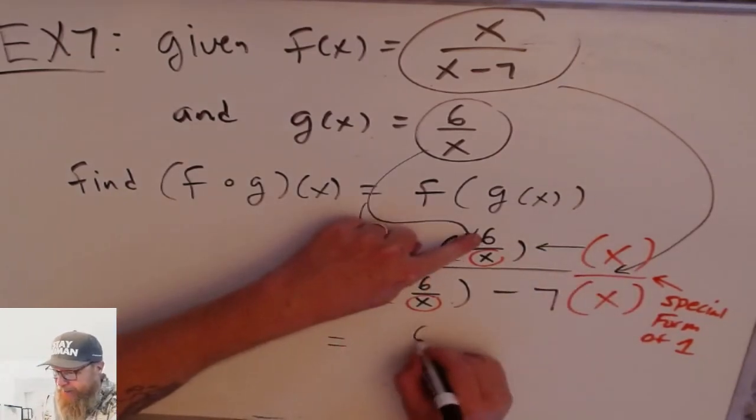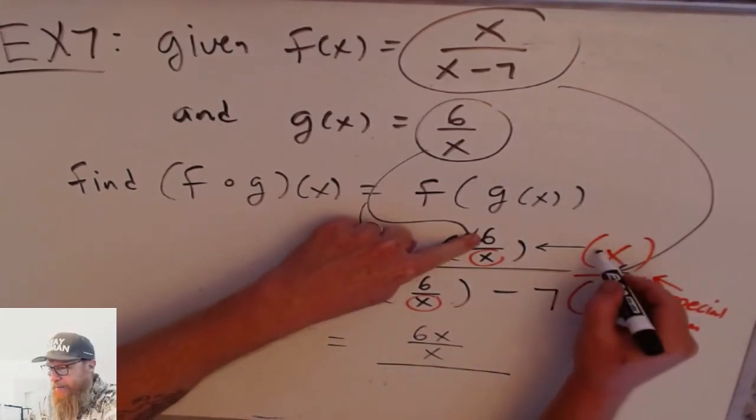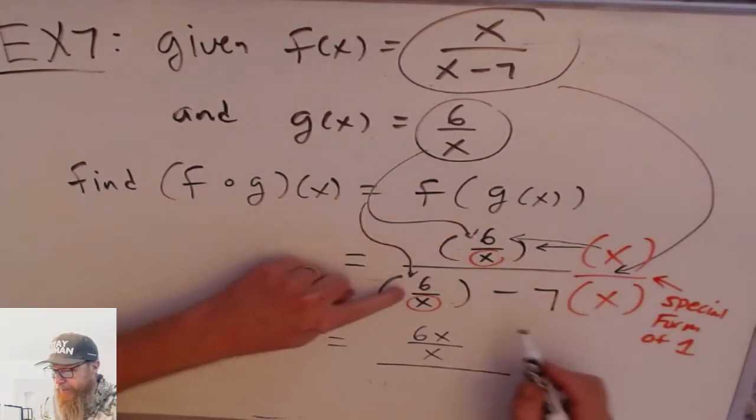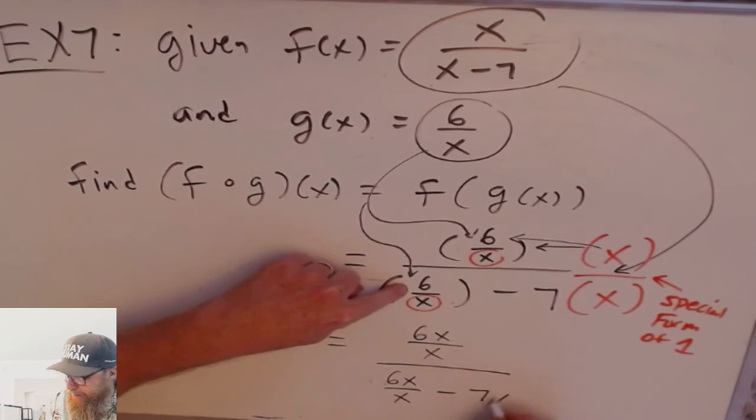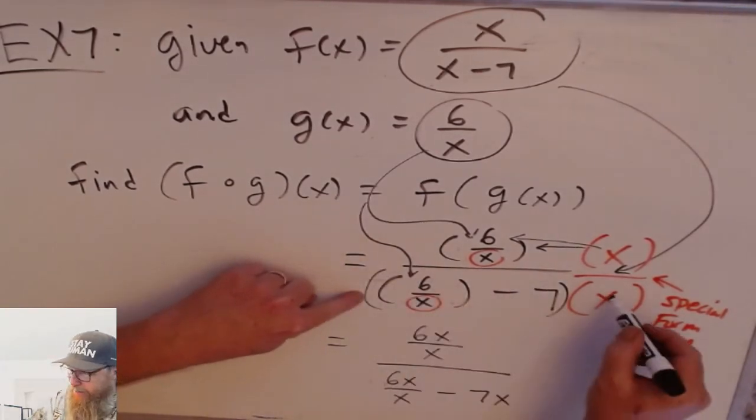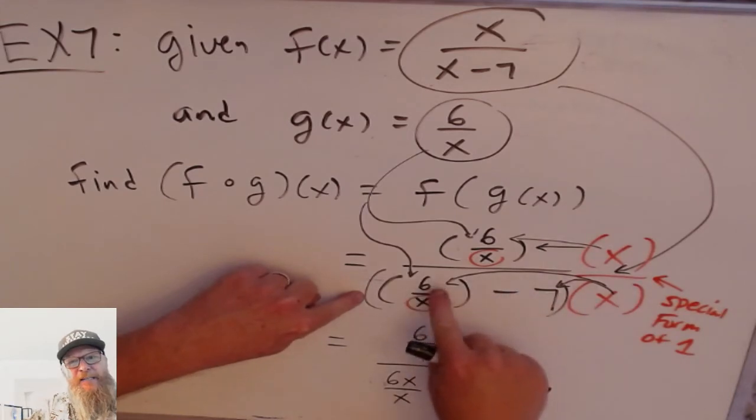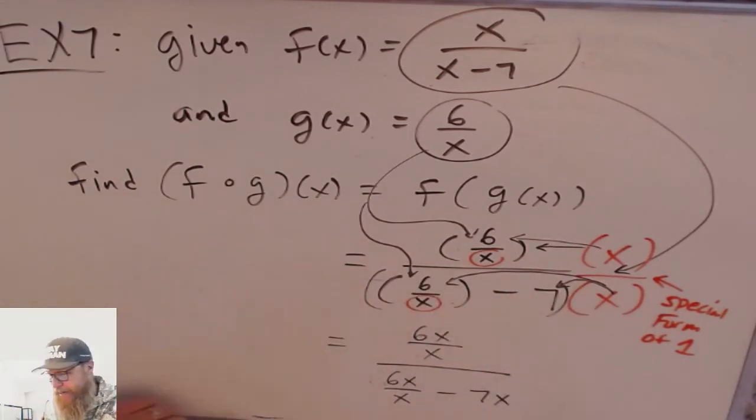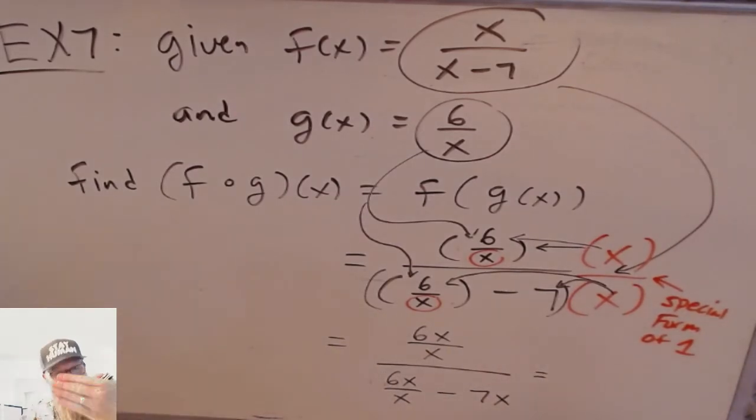So now you have 6x over x. You're going to multiply the tops here. And then you have 6x over x minus 7x. Make sure on this one you distribute. So it becomes 6x over x and then 7x. And now cross off any factor that equals 1. So that equals 1. That equals 1.